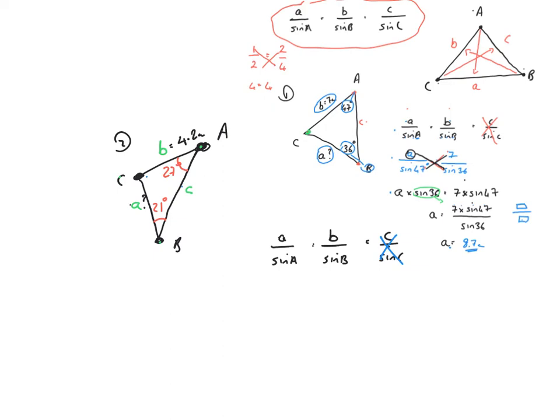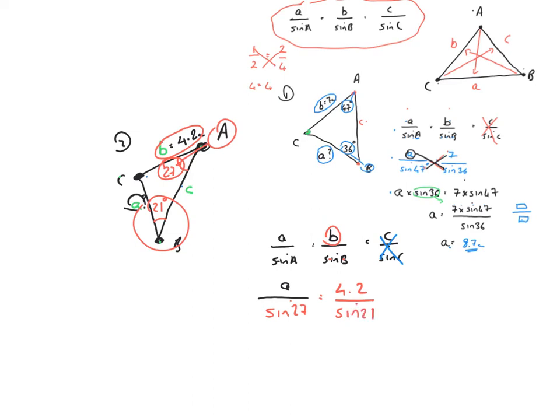So small a, that's the thing that I'm looking for. So keep that small a. Sine capital A, go to capital A, there's capital A there, 27, so that's sine 27 is equal to small b, go to small b, what's small b, is 4.2 divided by sine capital B, go to capital B is 21, sine 21.